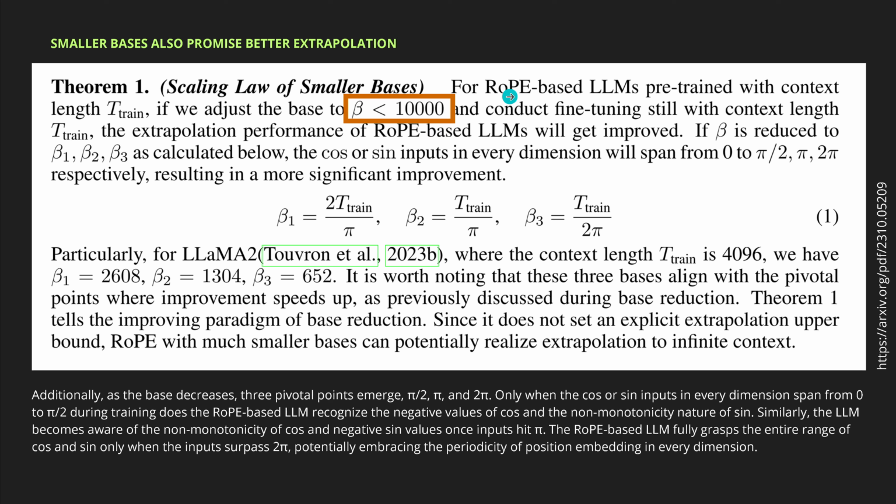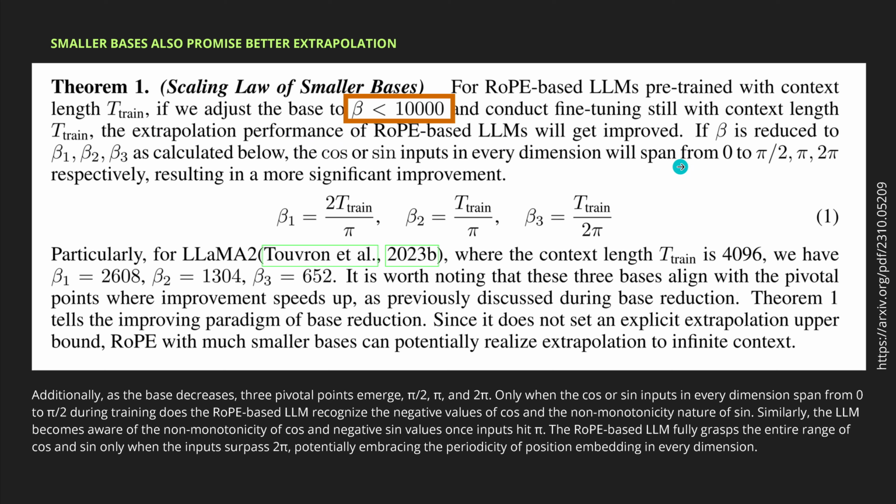So what they say: for RoPE-based LLMs pre-trained with a context length T-train, 4K, 6K, 16K, if we adjust the base of theta to a beta that is now below 10K and conduct fine-tuning still with the context length T-train, the extrapolation performance, careful, we're talking about the extrapolation performance of those RoPE-based LLMs will improve. We just have seen it.